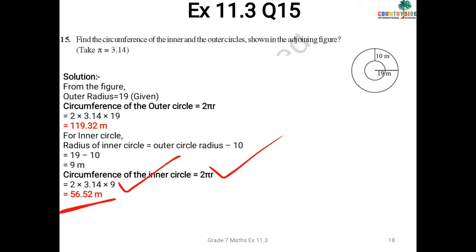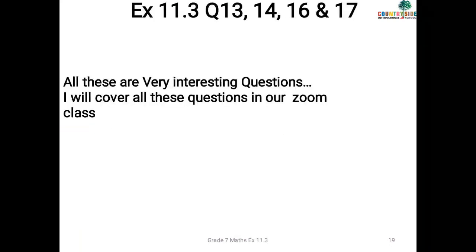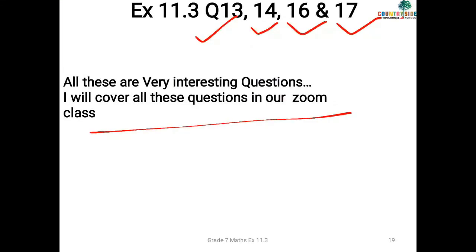So in this way, the circumference of the outer circle is 119.32 meter, and the circumference of the inner circle is 56.52 meter. Now scholars, question number 13, 14, 16 and 17, all these questions are very interesting and very important. So I will cover these questions in our Zoom class.